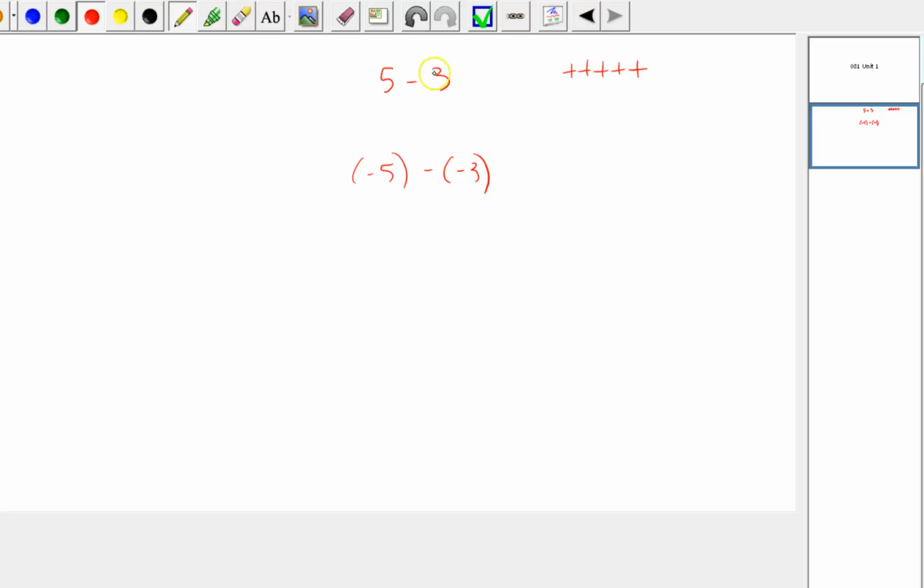So we have 5 chips. We want to take away 3 positive chips. When you take them away, you're left with 2 positive chips. Then 5 negative chips. We want to take away 3 negative chips, and we're left with 2 negative chips. Okay, so drawing connections between the signs being the same in subtraction and showing how the model is very similar, it's just opposite signs for the chips.